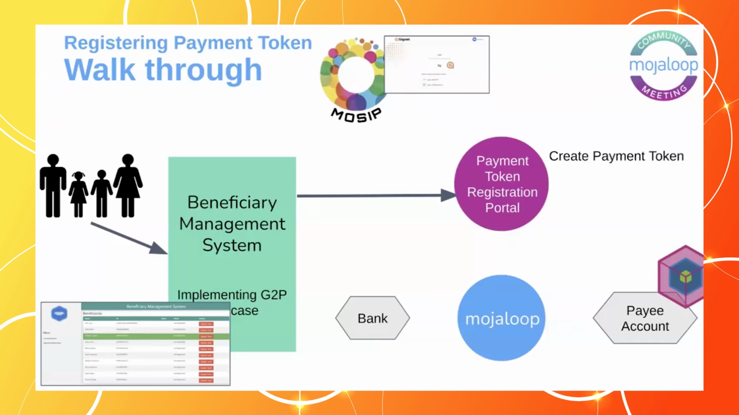in case validation is passed, I mean, in our presentation, we will check the full username. The portal will create a payment token and then register it in the payment token adapter on the payee DFSP, and also in the module. After that, the token will be returned to the beneficiary management system and can be used in further payments.